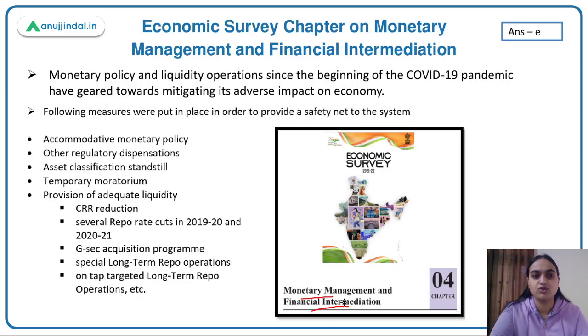So moving on to this very chapter, as I've already mentioned, we'll cover the different monetary policy initiatives taken and different liquidity operations carried out during the pandemic. During the pandemic, to make the system safer, more resilient and stronger, many initiatives were taken. Accommodative monetary policy was followed, various regulatory dispensations came up, asset classification into NPAs was put on a standstill, temporary moratoriums were offered, then various measures were taken to increase the liquidity in the economy. So that money supply increases, money reaches people, the economy gets a boost and grows, many initiatives were taken for this too, which I'll be covering further. Reduction in the CRR happened, repo rate cuts, the G-SEC program, and many more initiatives were taken. Alright, so let's start with the first part of this chapter.